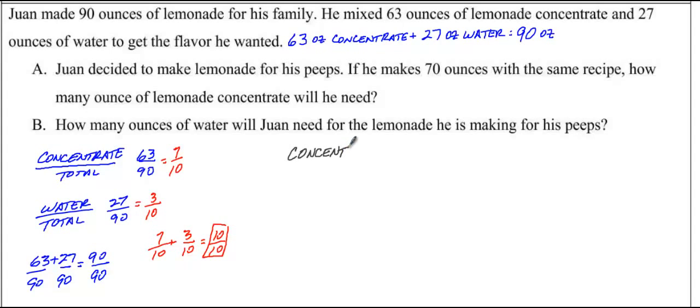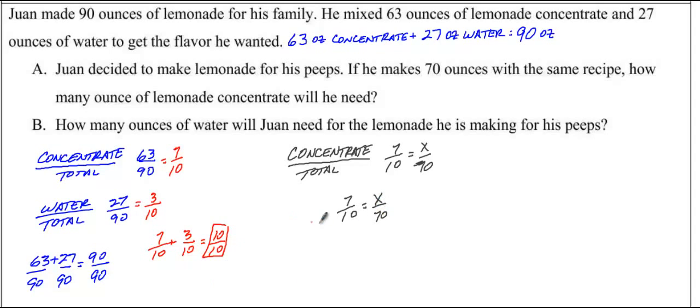Now remember, if they had asked how much water would he need, then you would put the water ratio here. But we want the concentrate ratio. Our simplified concentrate ratio was 7 to 10. The question is how much concentrate for 70. You could look at this right away and see, wow, you know what? 10 times 7 is going to make 70. So let's go right to using the big 1. 7 to 10 equals x to 70.